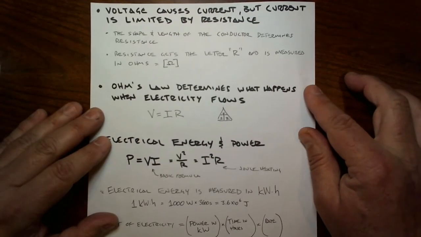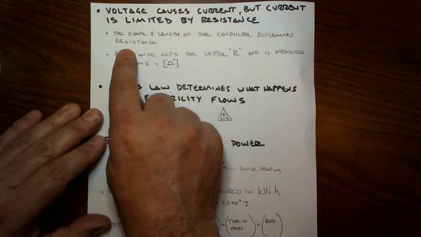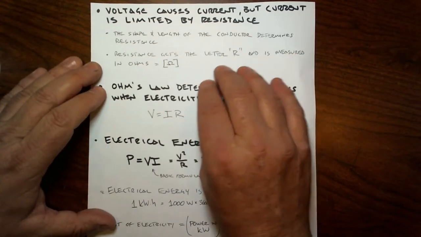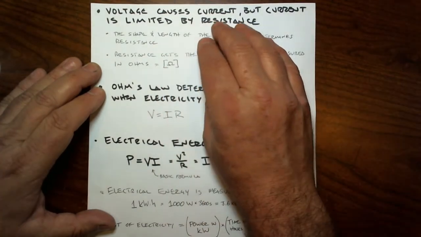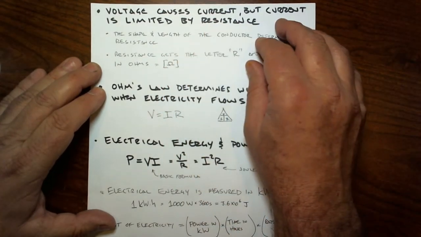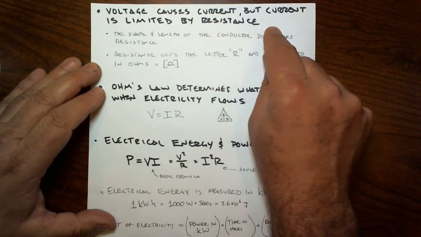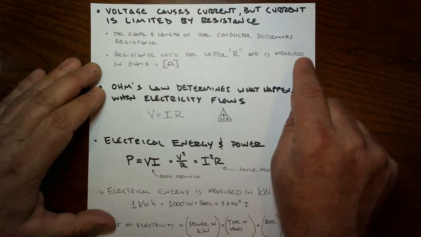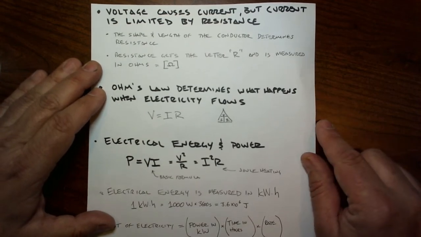This is what I ended with yesterday or Monday. That voltage causes current, but current is limited by resistance. The resistance is coming from either the wire that it's traveling down or maybe something that it's being asked to do. Like maybe it's being asked to go through a speaker and make noise, or go through a light bulb and make light. And all those things cause resistance. Even the wires themselves, the shape and the length of the conductor determine the resistance. So skinny wires have more resistance than fat wires. So when you see lots of electricity going someplace, it's usually going on pretty fat wires.